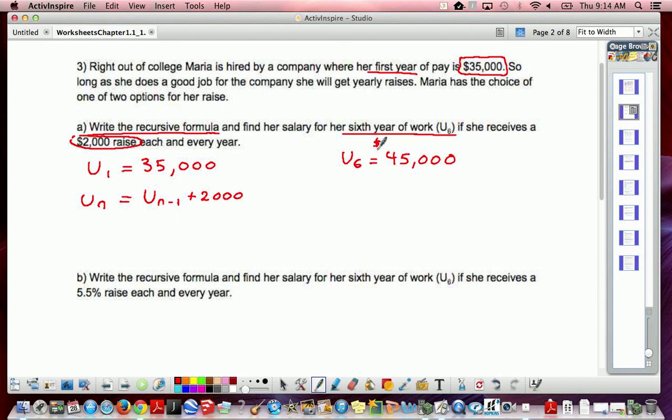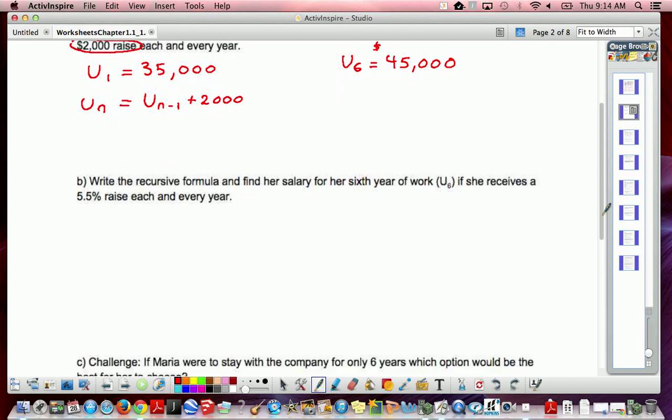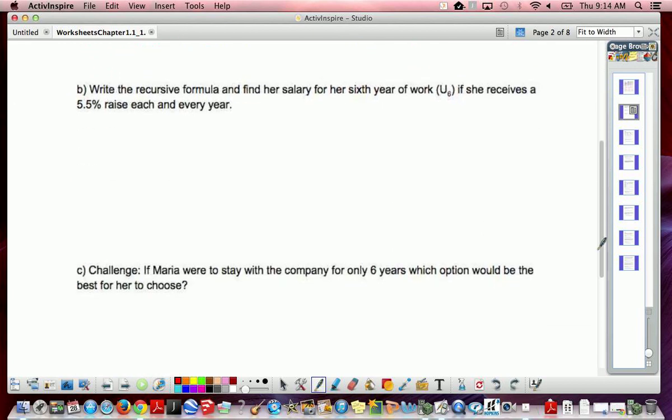All right, so we are done with part A. We got both pieces. Scroll on down here, we're going to move to part B. Part B says, write the recursive formula and find her salary for her 6th year of work if she receives a 5.5% raise each and every year.